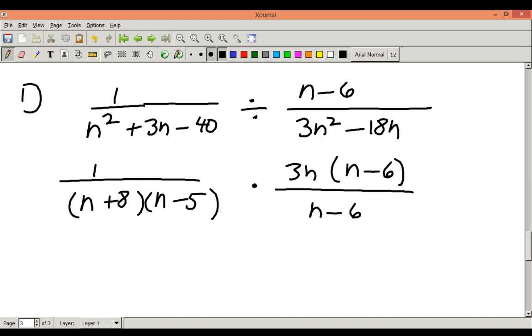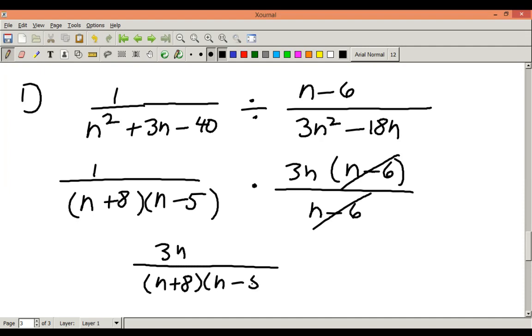Okay, everything is factored. Let's see if anything cancels. It looks like the n minus 6's are going to cancel there. And it looks like that's it. So now go ahead and multiply. So you got 3n on top. When you multiply the two tops together, and then multiply the two bottoms together, that's just going to be n plus 8 times n minus 5. And again, we said earlier that both factors have to be in parentheses, and you can leave them unmultiplied. Okay, so there's a division problem.